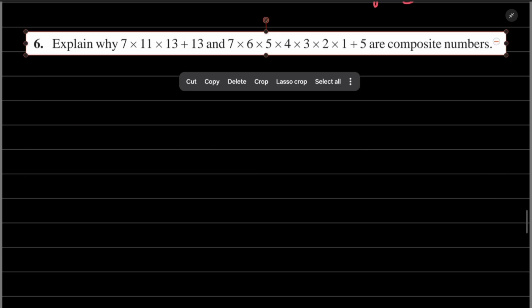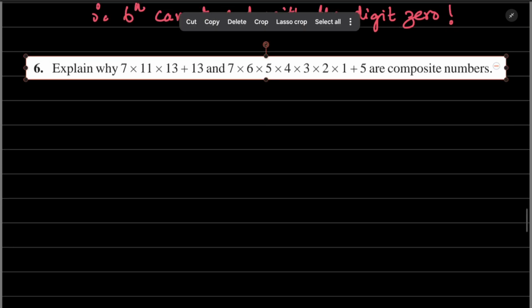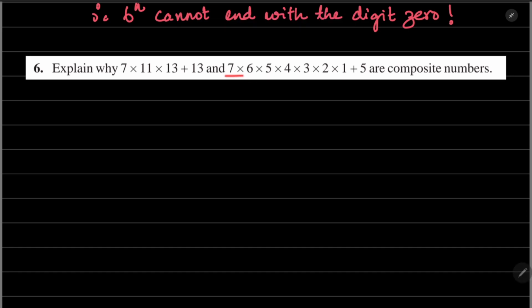This is again a very good question. You have to explain why 7 multiplied by 11 multiplied by 13 plus 13, and 7 into 6 into 5 into 4 into 3 into 2 into 1 plus 5 are composite numbers. What are composite numbers? I told you, any number which has more than 2 factors. So here, let us take the first number.